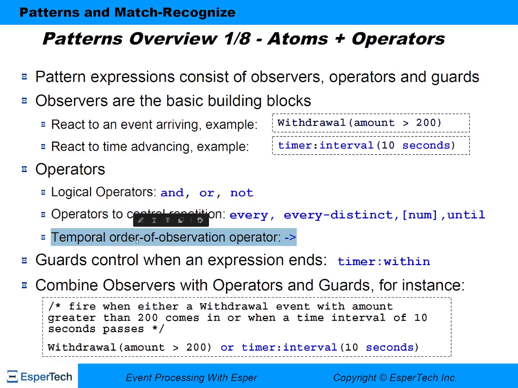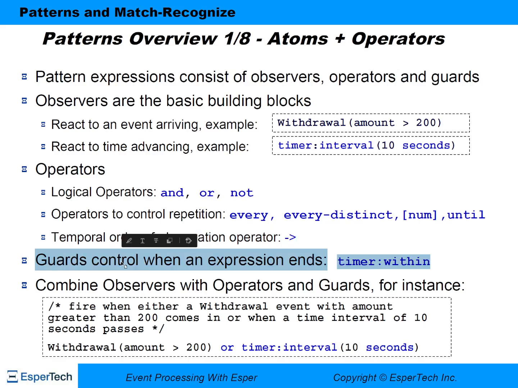Patterns often use a temporal operator that defines an order of observation. The syntax for the temporal operator looks like an arrow, and is the characters dash and greater. Guards control when an expression ends, so they control whether an expression stays alive or should terminate.